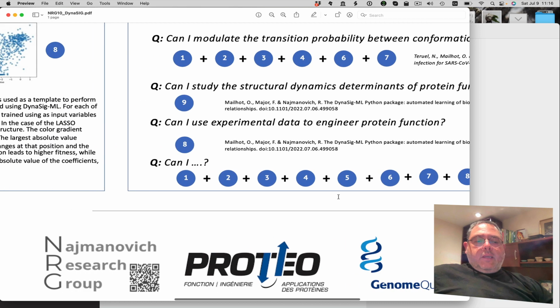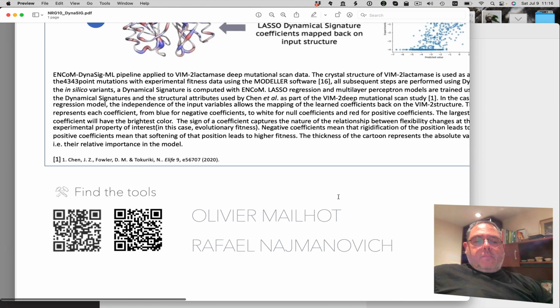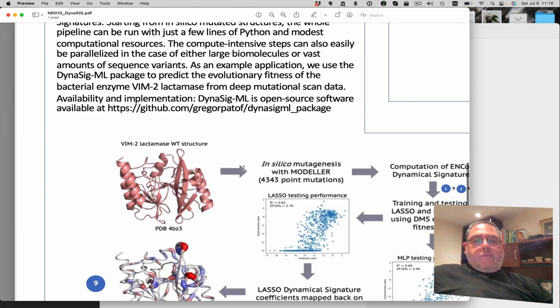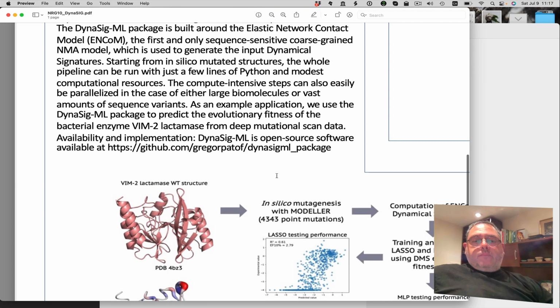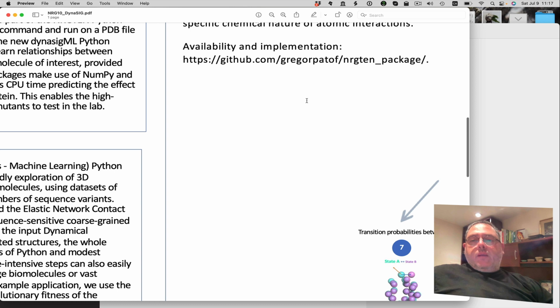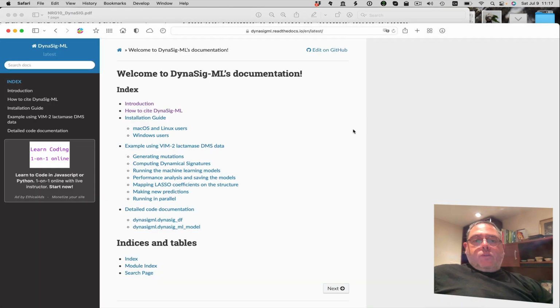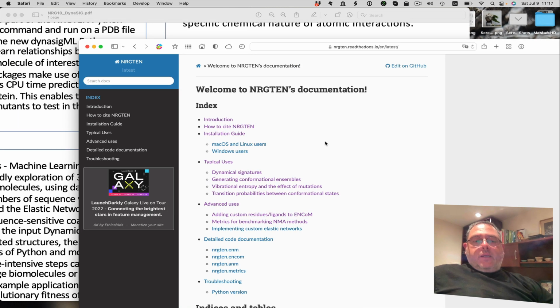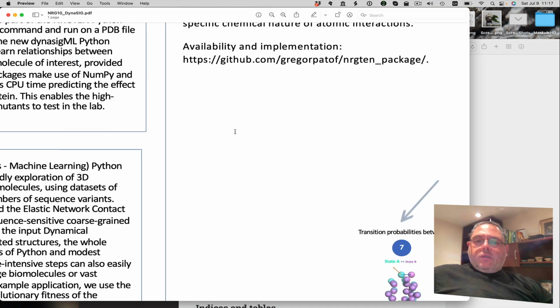How to get these tools? The poster has QR codes. We have GitHub packages describing them, and we also have documentation with step-by-step tutorials on how to use dynasig, as well as NRGTEN. So with that, I thank you for your attention, and if you have any questions, please reach out.